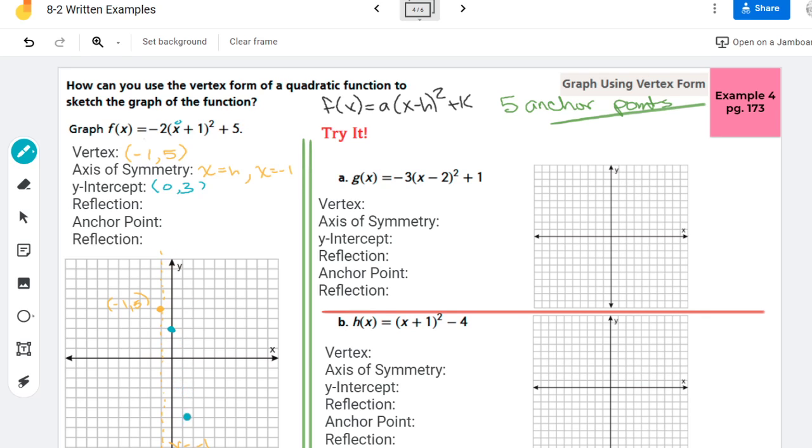Now remember, that axis of symmetry tells us that we can reflect points over it to get another anchor point. So while we have this point at 0, 3, I can also hop across the axis of symmetry to -2, 3, and that'll get me my anchor point. So now we always want to get another point that we can reflect, because we need 5 points and I'm down to 3 of them.